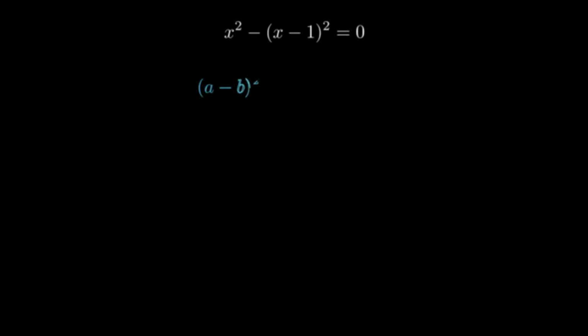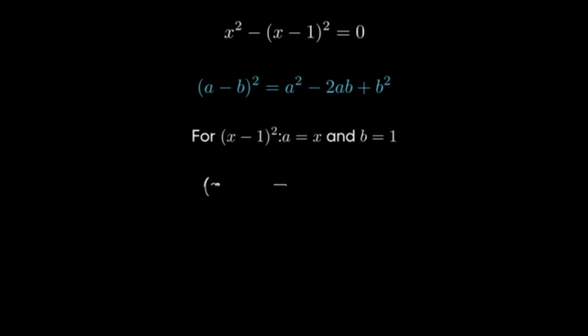To expand the squared term, we'll use the binomial square formula, which is a powerful pattern in algebra. This formula tells us that whenever we have a quantity a minus b squared, it equals a squared minus 2ab plus b squared. This is a pattern worth memorizing as it appears frequently in algebra. For our specific expression x minus 1 squared, we can identify that a equals x and b equals 1 in the formula. Let's substitute these values into our formula and expand the expression step by step.